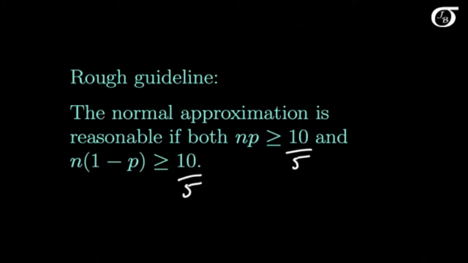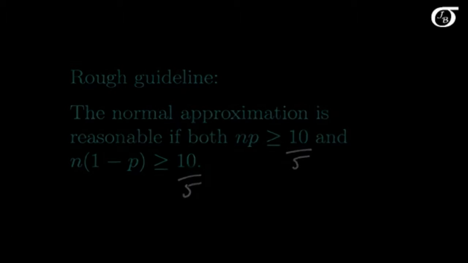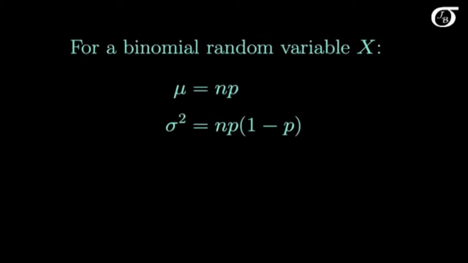Check your textbook to see what rough guideline they are using. Recall that if x is a binomial random variable, then x has a mean of n times p and a variance of n times p times 1 minus p. And what we were just discussing above is that x can be considered approximately normal in certain settings. And so then we can standardize this in the usual way.